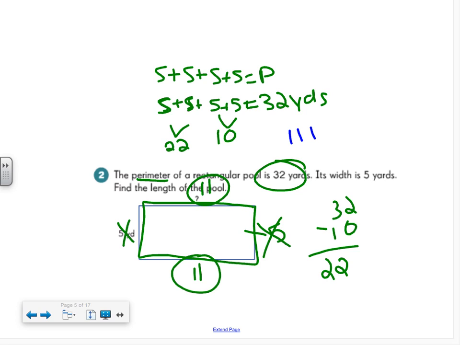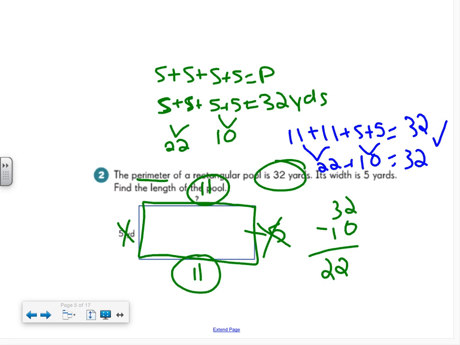I can take 11 plus 11 plus 5 plus 5, and I'm hoping I get to 32. And if this is 10 and this is 22, well, 22 plus 10 is 32, so that checks out. So the length is 11 yards. Make sure I write a label, and that is my final answer.